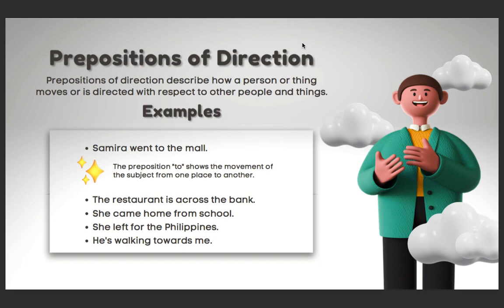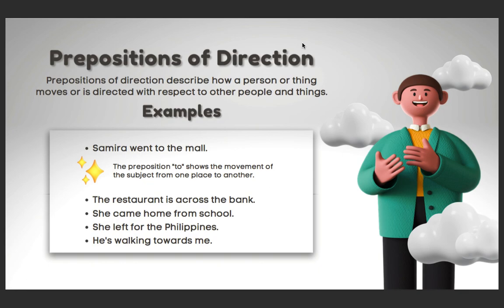Now let's move on. Prepositions of direction. Prepositions of direction describe how a person or thing moves or is directed with respect to other people and things. Examples: Samira went to the mall. The preposition to shows the movement of the subject from one place to another.